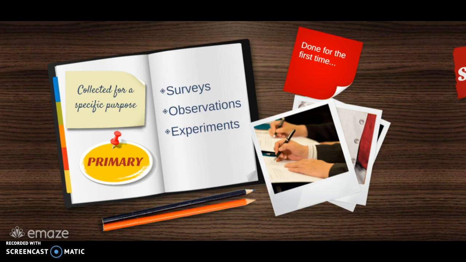The important thing to know about primary data is that it's done for the first time. It's for your purposes only. While somebody else may be able to use that down the road, right now you're collecting it for yourself and for your specific purpose. Typically when we use primary data, we're going to write surveys, do observations, or run experiments.